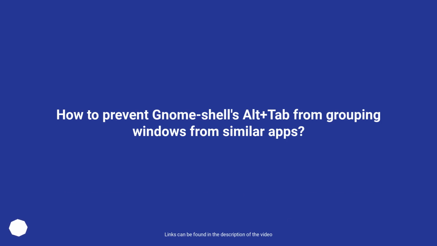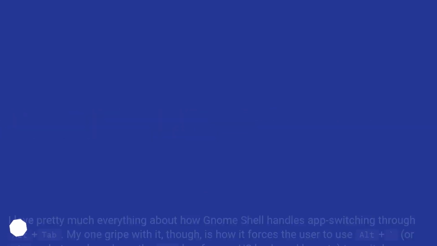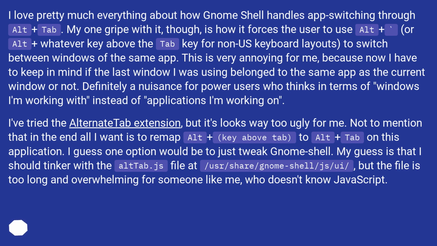How to prevent GNOME Shell's Alt+Tab from grouping windows from similar apps. I love pretty much everything about how GNOME Shell handles app switching through Alt+Tab. My one gripe with it, though, is how it forces the user to use Alt+ the key above the Tab key, known as backtick on some keyboard layouts, to switch between windows of the same app.